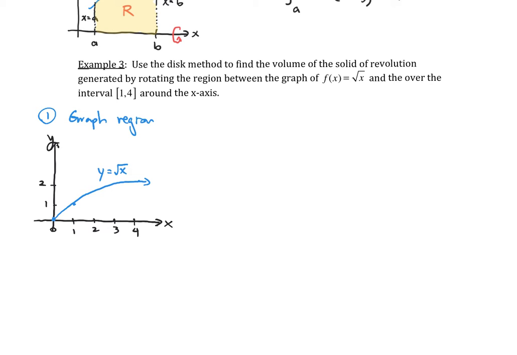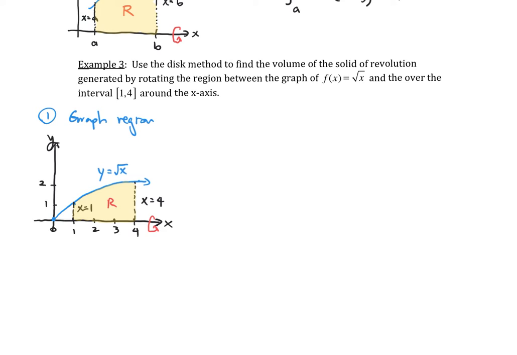Okay. We also have this interval from 1 to 4. So let me draw a vertical line here. That's x equal to 1. And then another vertical line here, that's x equal to 4. And I'm rotating about the x-axis, so I'm going to put a little loop there like that. And I'll just shade this region because I can. So this shaded region is the region R that we're rotating about the x-axis over here.